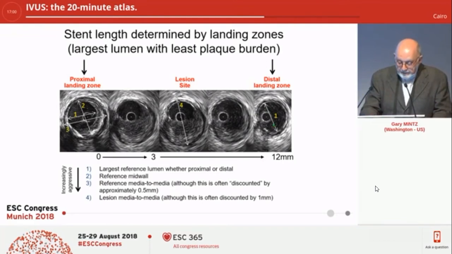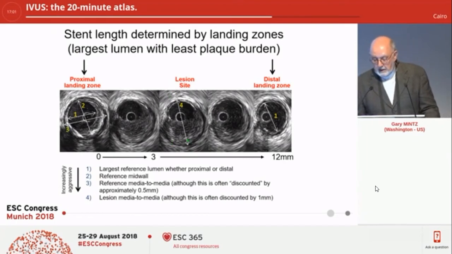The least aggressive is the smallest of the proximal, or the largest of the distal or proximal reference lumen dimension. The next most aggressive is mid-wall. Then there is reference segment media to media, and then there's lesion site media to media. And this is always discounted, because if you measure all the way to the media of the lesion site, you can result in perforation.